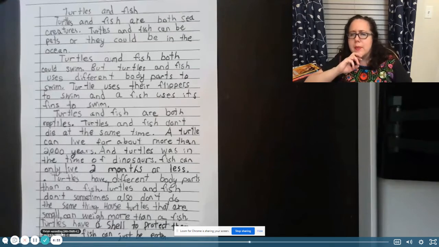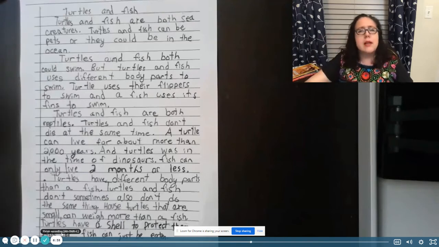Now, how are they both reptiles? No, doesn't matter. I'm thinking about text features right now. That's another note I can do later.